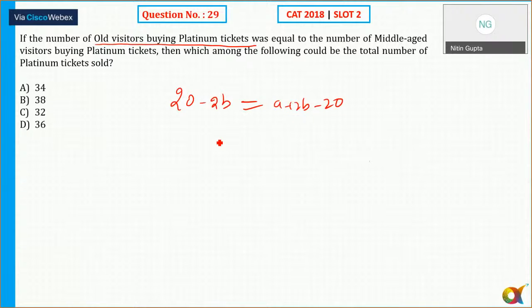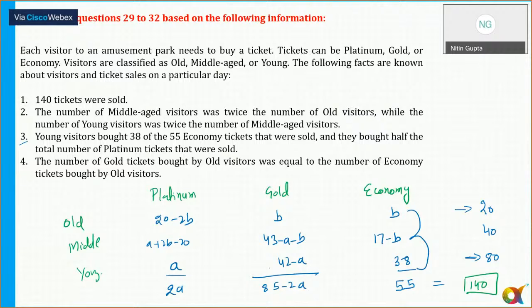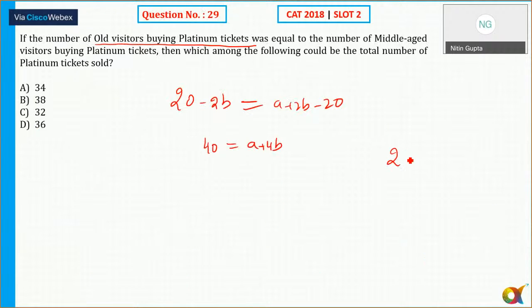Okay, so from here I'll get 20 plus 20, that is equal to 40, which is equal to A plus 4B. Middle-aged visitors buying platinum. Then which among the following could be the total number of platinum tickets sold? So the total number of platinum tickets sold is equal to 2A. All right, so what are the possibilities?